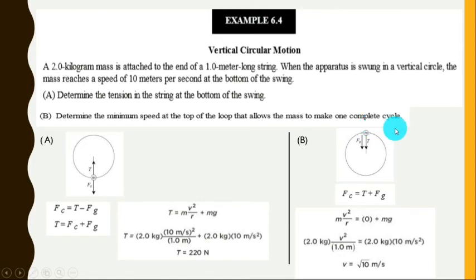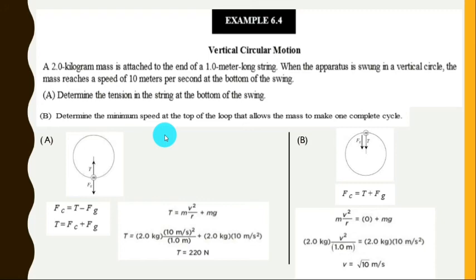The second part, determine the minimum speed at the top of the loop that allows the mass to make one complete cycle. Girls, this part is very, very important. I know that some girls will ask me, they say, teacher, you said that in circular motion, the speed is all the time constant, doesn't it change? That's true. It's correct. But they're asking, what is the minimum speed? Not all the time you are going to swing the mass with the same speed. You can change your speed, sometimes faster, sometimes slower, but there is a minimum speed.